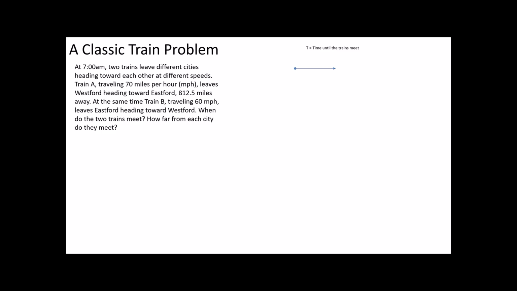Let's draw a picture of that. Train A goes 70 miles an hour headed east. Train B goes 60 miles an hour headed west. And the total distance apart is 812.5 miles. Each of these is going to get a distance equals rate times time equation.